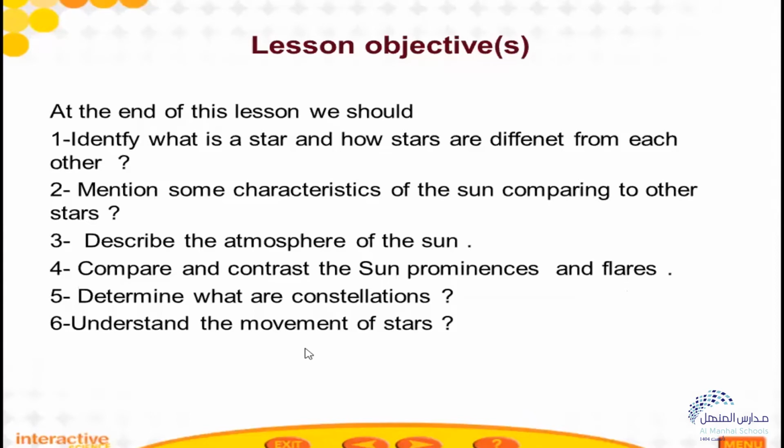We will see if the sun has an atmosphere or not, and if the sun has an atmosphere, what this atmosphere looks like. Number 4, we are going to make a comparison between some sun eruptions, which are prominences and flares. 5, we are going to determine what are constellations. And 6, understand the movement of the sun. Today, we are going to cover only four objectives, okay?